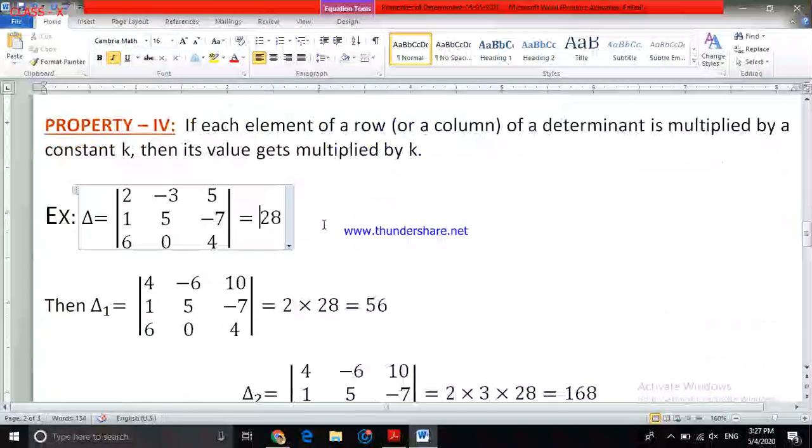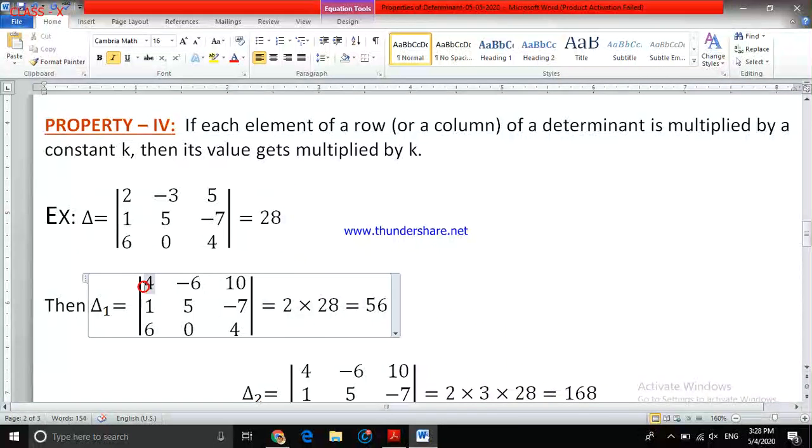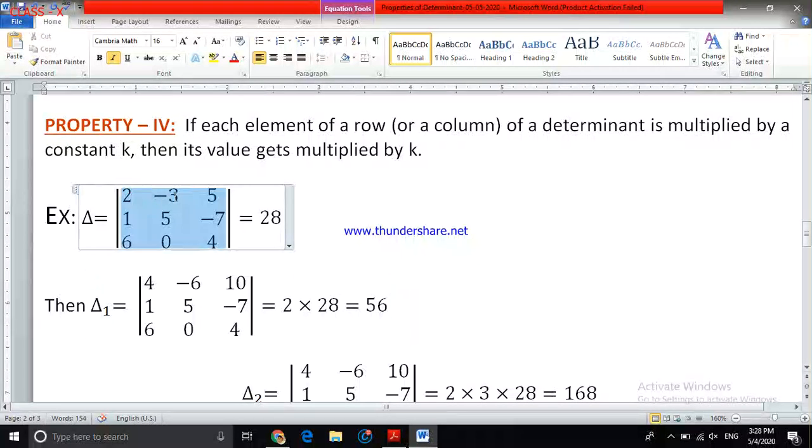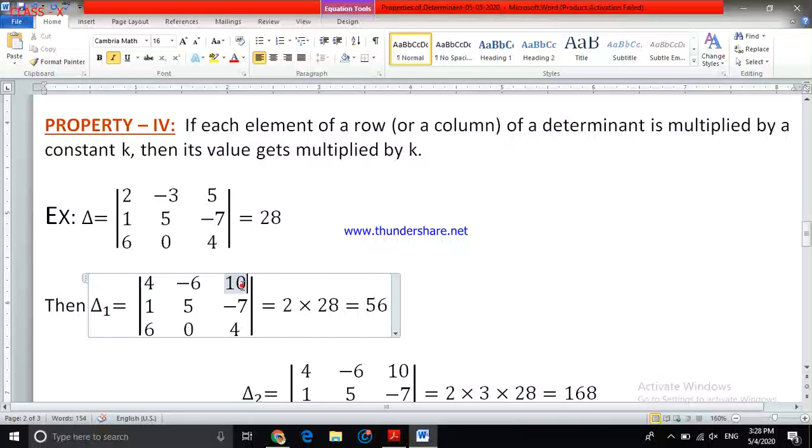2 minus 3 is 5. I have taken this matrix. If you find the determinant of this matrix, it will come as 28. Now the property says, if I consider the first row of this matrix and the first row of this matrix, if you observe them, the first row of this matrix is 2, minus 3, 5, and here the first row becomes 4, minus 6, 10. Just the first row of delta is multiplied with 2. 2 into 2 is 4, 2 into minus 3 is minus 6, 2 into 5 is 10.